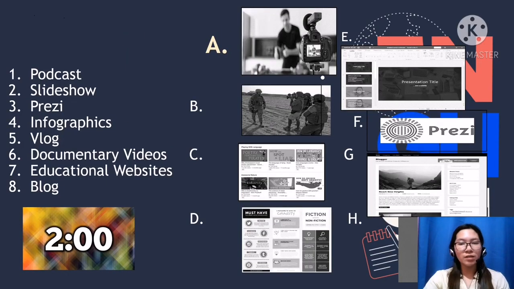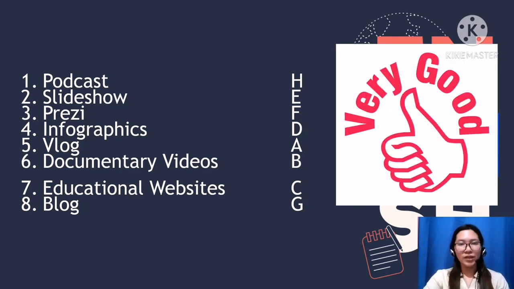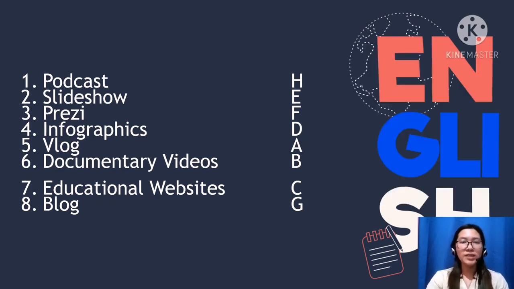Okay, so time's up. Let's now see the answer. Number 1 is H, number 2 E, 3 F, and 4 D, 5 A, 6 B, and 7 C, and 8 G. Did you get them all? Okay, very good. It seems that you really understand our lesson. So let's now have another.